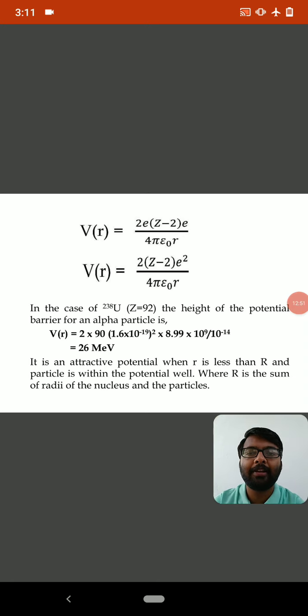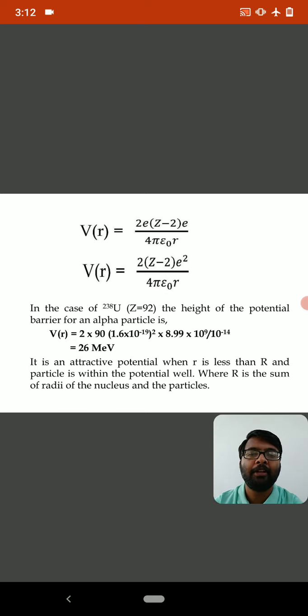That Coulomb law is given by V(r), the potential energy or height of the potential barrier, equal to 2e times (Z-2)e divided by 4 pi epsilon naught r. As e times e gives e squared, V(r) equals 2(Z-2)e² divided by 4 pi epsilon naught r. Here e is the charge of the electron, r is the distance between the alpha particle and the nucleus, and epsilon naught is the constant we all know.